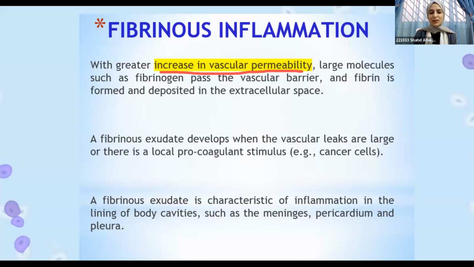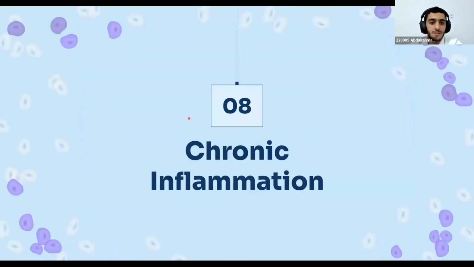We can see, as mentioned in the slide, this is an inflammation in any of the body cavities. So the meninges, the pericardium, and the pleura. In this case, we had the pericardium and the heart. Anything else? All right. We're done with the lecture.